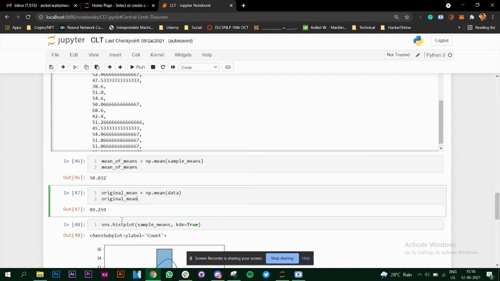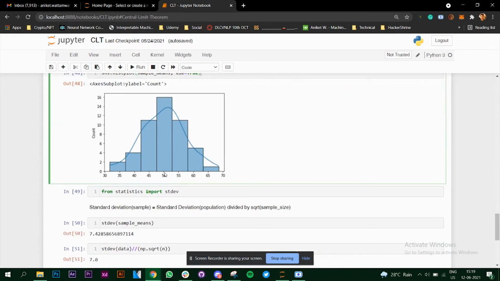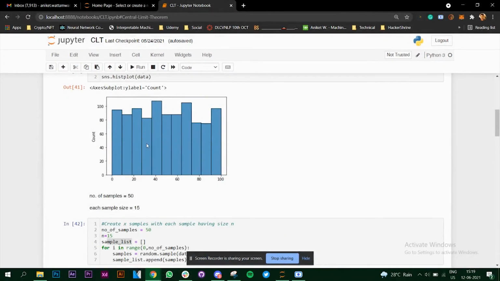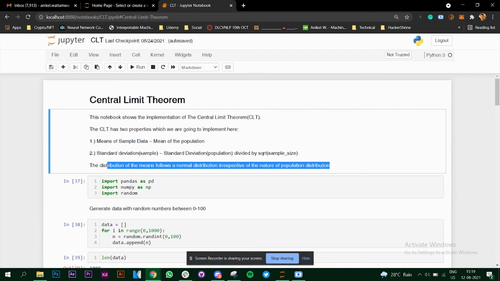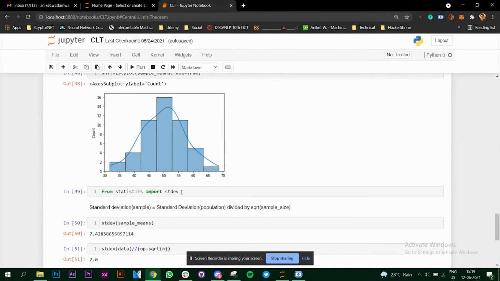All right. The next part that we'll look at is how our mean is normally distributed irrespective of the population distribution. So I've plotted it, and if you see, it is normally distributed, and the mean is 50. That is 50.032. And if we recall, we did not have the similar distribution on our original data. So we can say that the distribution of the mean follows a normal distribution irrespective of the nature of the population distribution. Right. So this is how we can prove central limit theorem actually works.